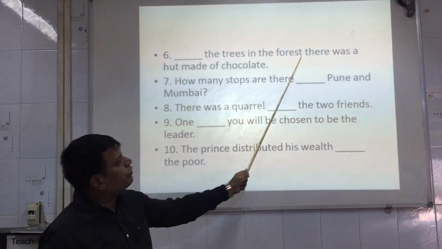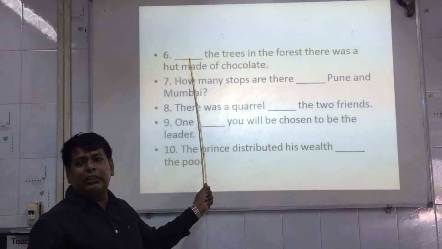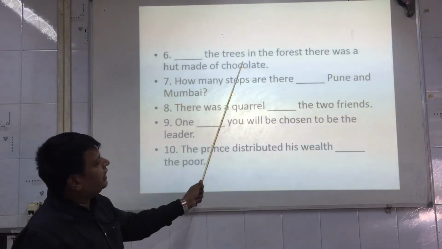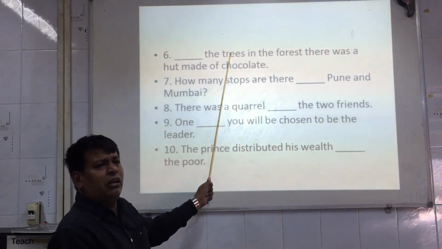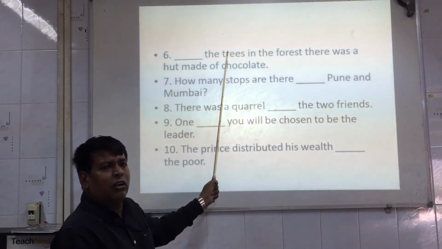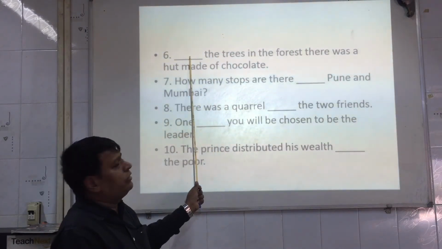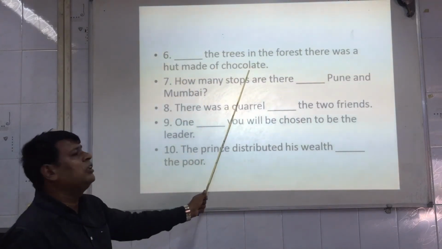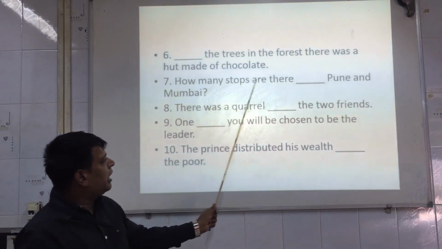Dash the trees in the forest, there was a hut made of chocolate. Now here we will use the preposition among. Why? Because we are talking about the trees over here. So when we talk about more than two people or places or things, we use the preposition among. Among the trees in the forest there was a hut made of chocolate. Clear, students? See the seventh one now. How many stops are there?